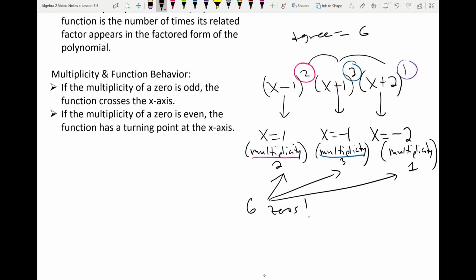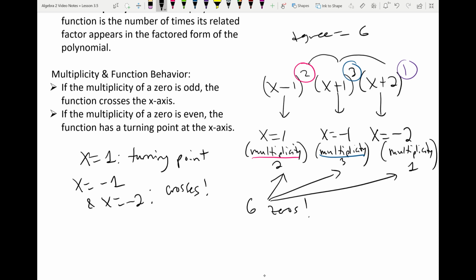And then, what does that mean? Well, if the multiplicity is even, it's going to turn at that point. So if we were to write it out, at x equals 1, we have a turning point. At x equals negative 1 and x equals negative 2, it crosses. How do we know it crosses? Because the multiplicities are odd. 3 is odd and 1 is odd. So that's how you determine whether it crosses or turns. This will help you out with the graph.